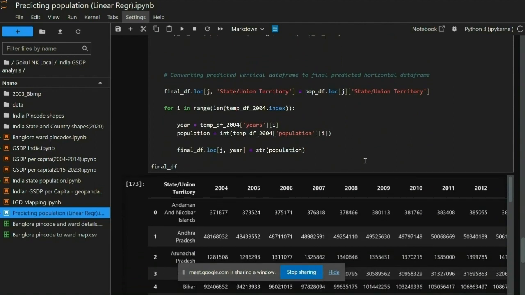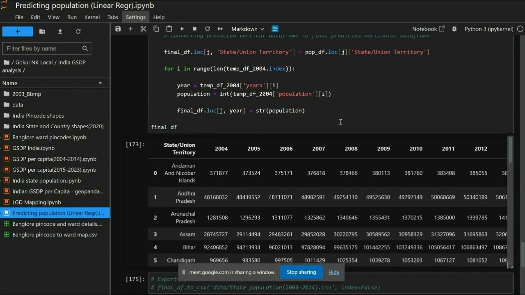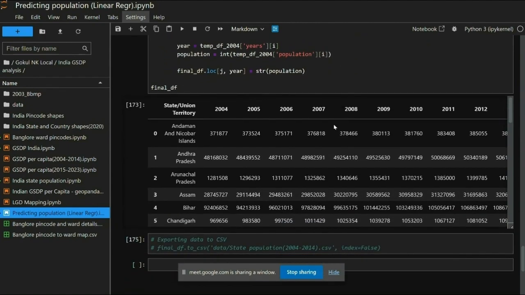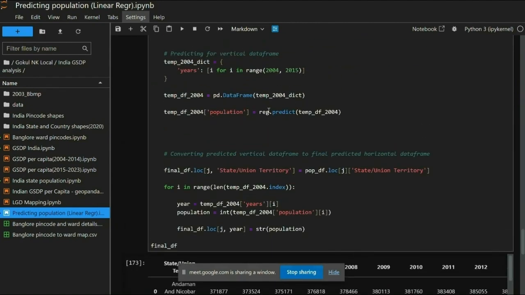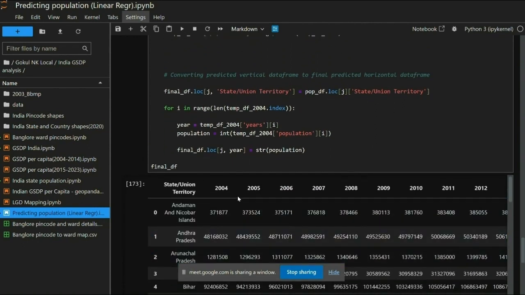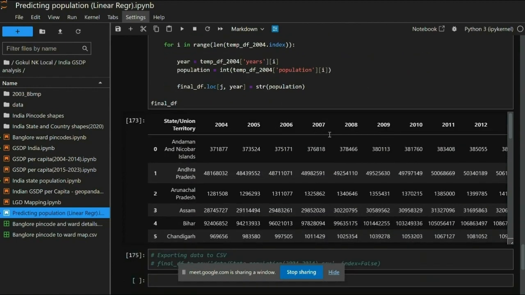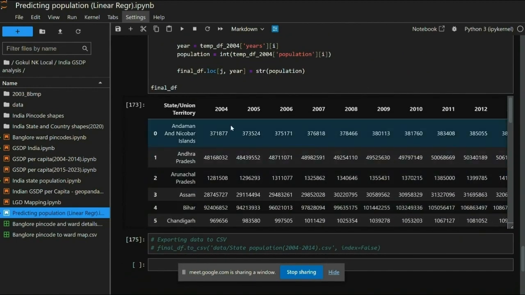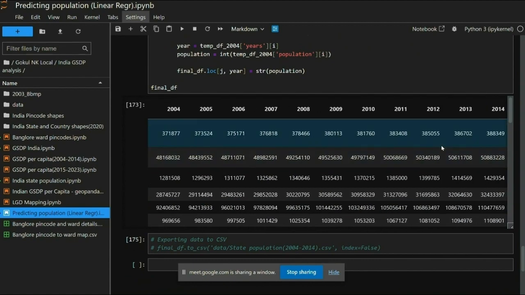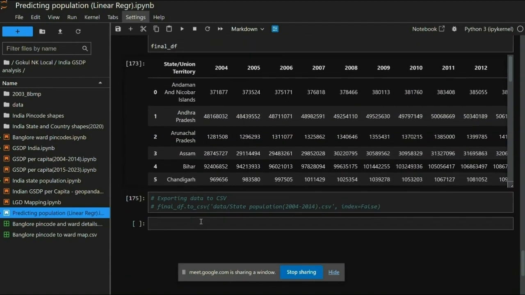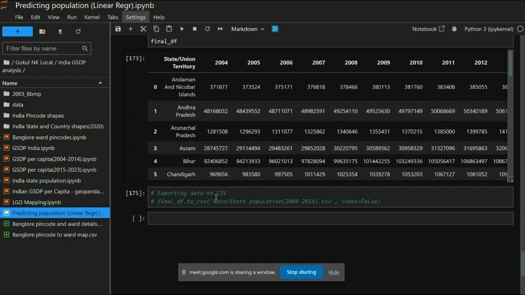Here we are using the same approach by converting it into a vertical column and predicting the population for the years 2004 to 14 and converting it into a new data frame named final DF. Here we have all the states and union territories names in order, and we have opened the predicted population column here and exported it into a CSV for further calculating the GSDP per capita.